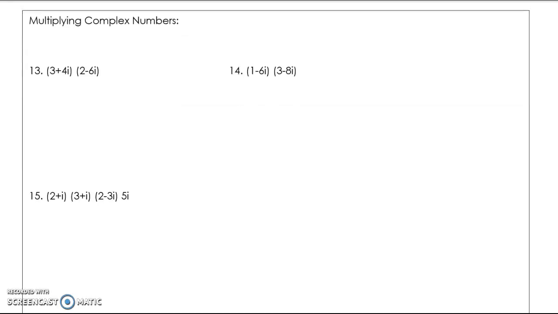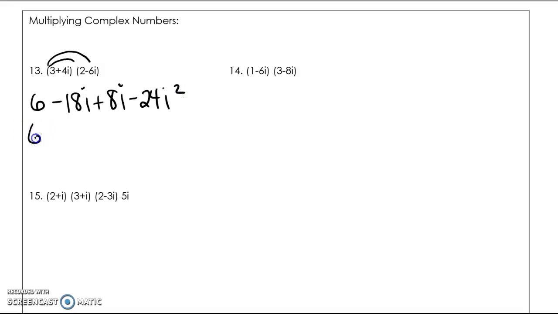Okay. Multiplying complex numbers, well, we would treat this like we would with any binomial, and we are going to just FOIL. So I'm going to do my first, distribute the 3 to both terms. So I'm going to get a 6 minus 18i plus 8i minus 24i squared.